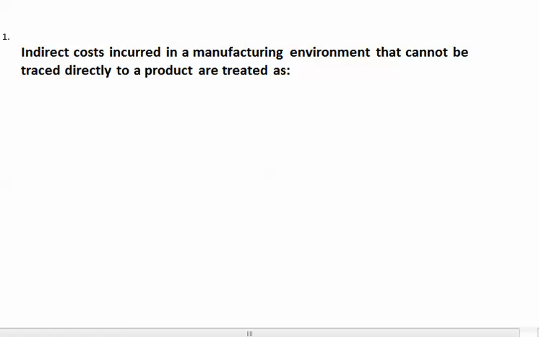So the factory overhead costs are going to be all those costs that are not directly traceable to the product. Those two costs are excluded, the direct materials and direct labor. In this case, the indirect costs incurred in a manufacturing environment that cannot be traced directly to a product are treated as an indirect product cost, part of factory overhead.